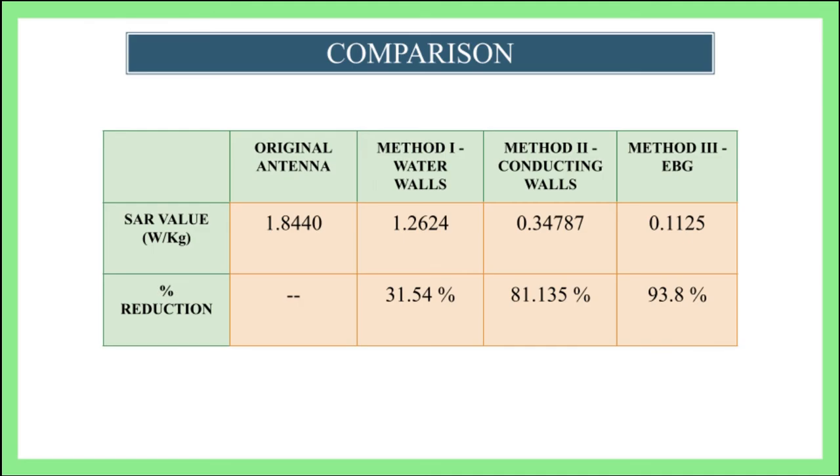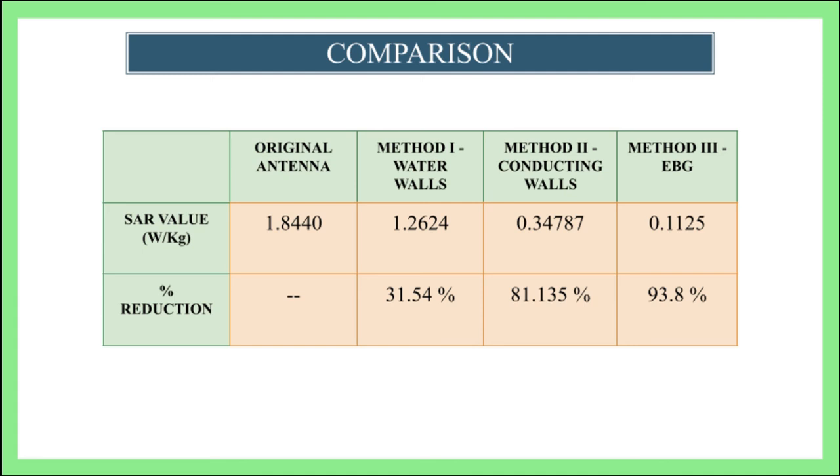Basically, the summary. The final result is the comparison of all of the 3 methods which we have implemented. The SAR value of the original antenna came out to be 1.8440 watt per kg. This value is above the FCC limit of 1.6 watt per kg. After implementing method 1, the water wall, we got a SAR value of 1.2624 watt per kg. This value is below the FCC limit. The SAR got reduced by 31.54%.